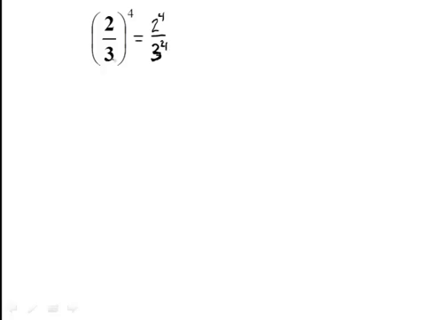And this is just a bunch of 2's. This is just a bunch of 3's. There's no common factors from the top and bottom for us to cancel out. And so we can just simplify the top by multiplying. 2 times 2 times 2 times 2 is 16. And on the bottom, 3 to the 4th power, 3 times 3 times 3 times 3 is 81. And so that's our final answer, 16/81.